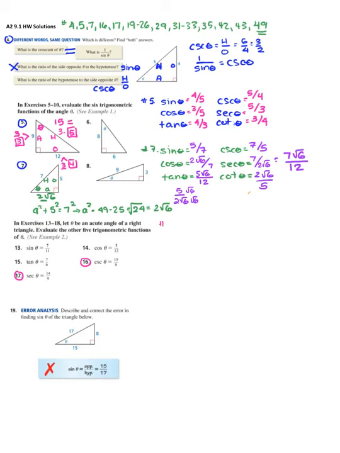So for number 16, they give us a triangle. They don't give us a triangle. I'm going to make a triangle. So there's theta. Cosecant, remember, is hypotenuse over the opposite. So that's 15 over 8. Oh, interesting. Okay, so I'm going to have to do some math here.